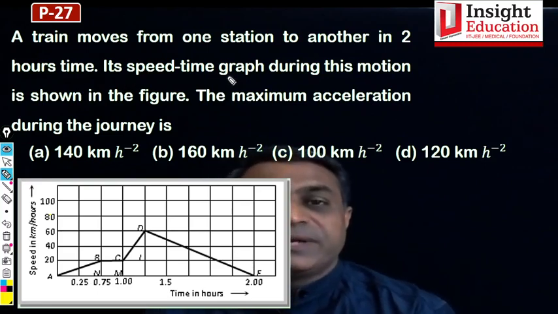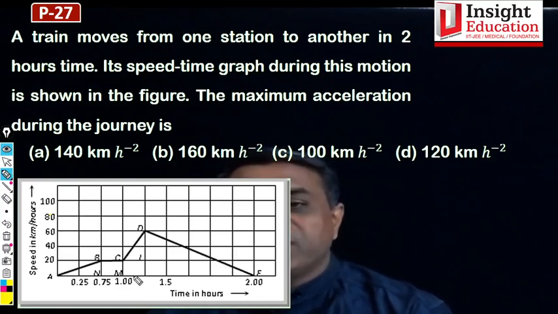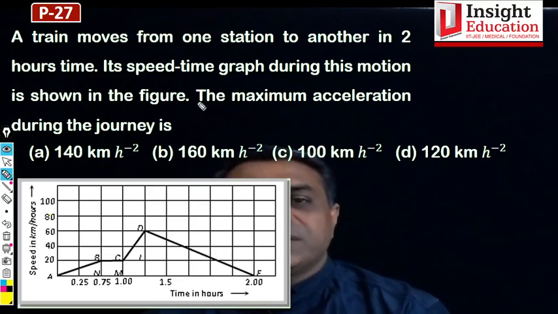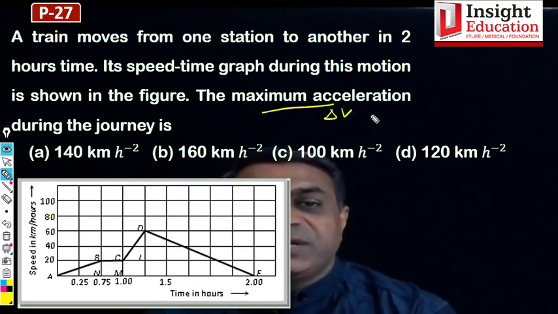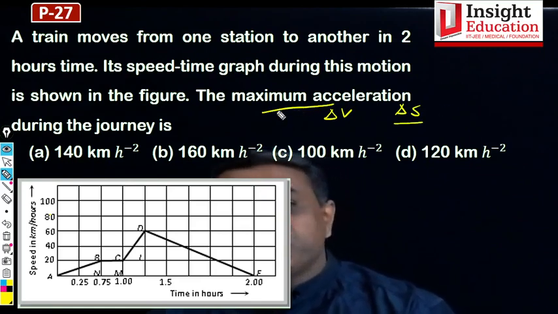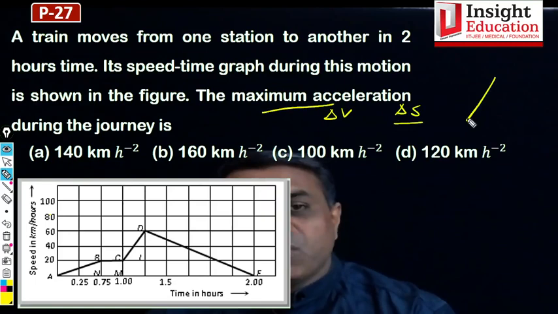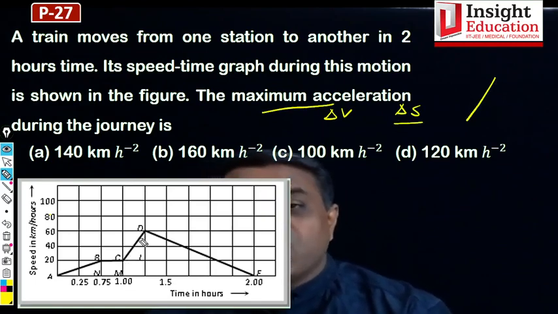Its speed-time graph during this motion is shown in the figure. You can see speed increases, stays constant, then decreases. Find the maximum acceleration during the journey. Maximum acceleration means maximum change in speed in a particular time, so the slope should be more. Where is the slope more? You can see in CD the slope is more.